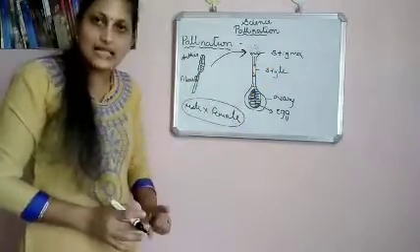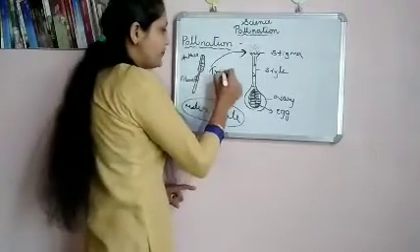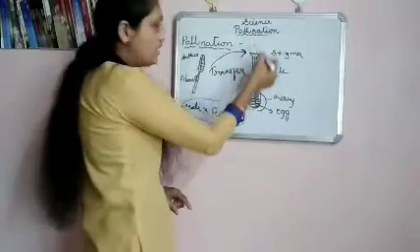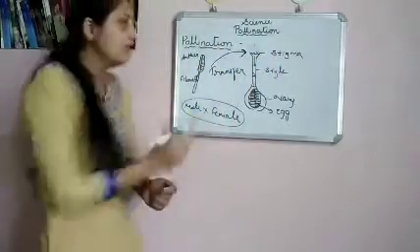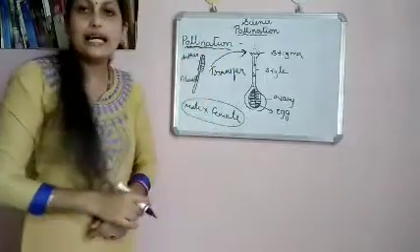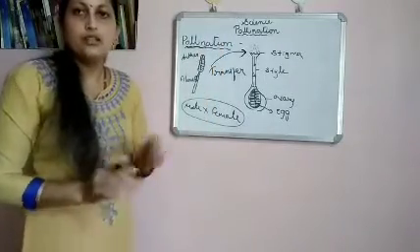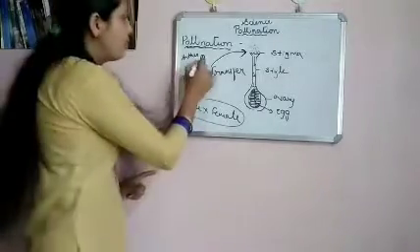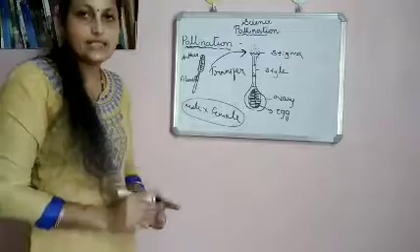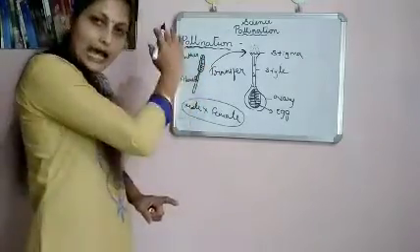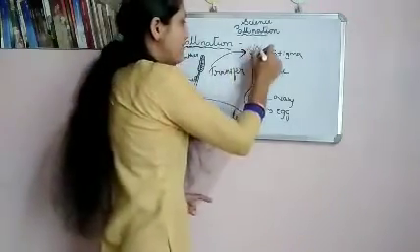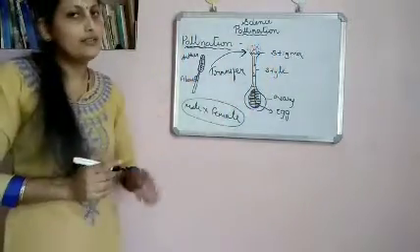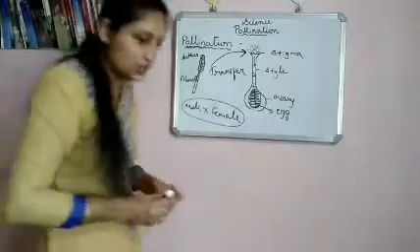Okay. So this transfer of pollen grains from the anther to the stigma of the flower is called pollination. So this process is called pollination. Transfer of pollen grains from anther to the stigma of the flower is called pollination. So what is pollination?